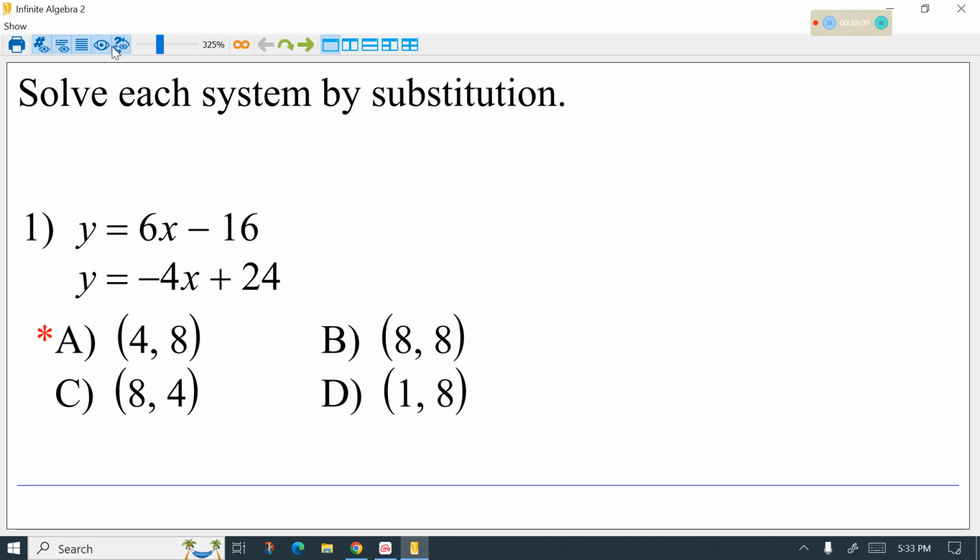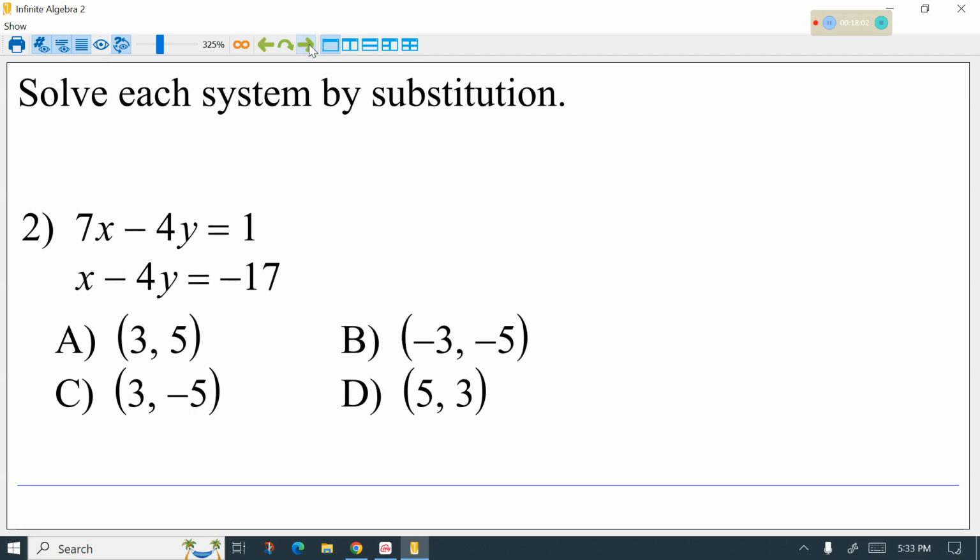All right, let's try the next example. Number 2 is no longer with a slope-intercept form equation. So now use these two, okay? Again, we're checking like the 7 times 3 minus 4 times 5 equal 1. Well, yeah, it does, right? Because that's 21 minus 20, and 21 minus 20 is 1.